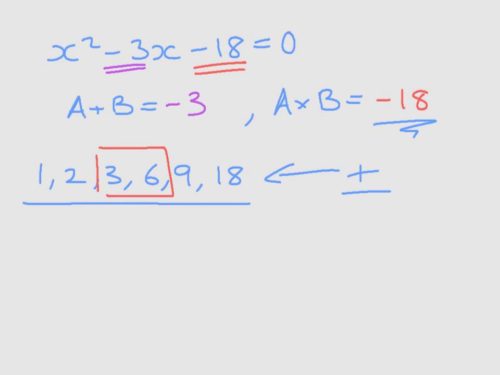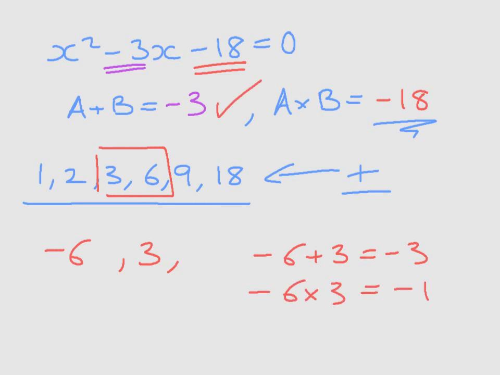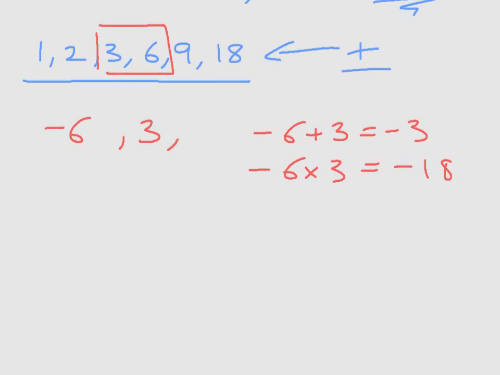Within a couple of seconds, we quickly come up with this solution. If we consider the numbers negative 6 and 3, then we notice right away that negative 6 plus 3 is equal to negative 3, which is good, and negative 6 times 3 is equal to negative 18, which is the second criteria met. And so we have it. We can now say that a is equal to negative 6 and b is equal to 3.